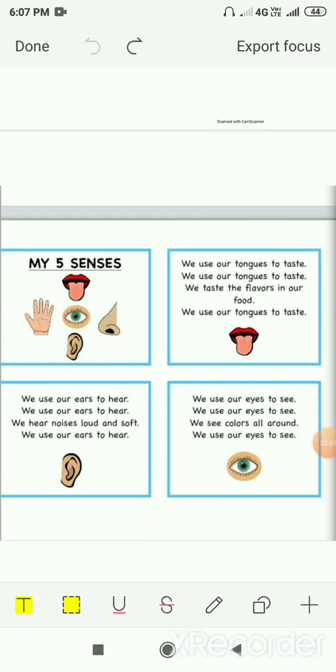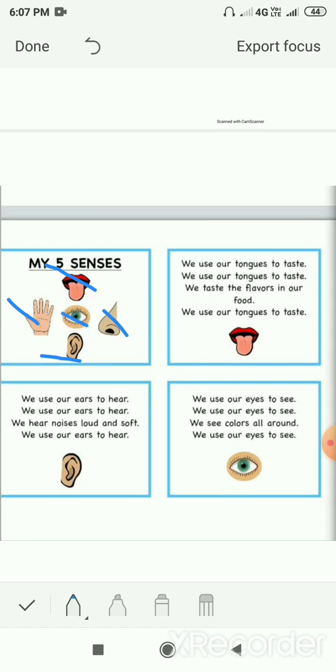Now here your 5 senses are shown. It is tongue, your hand, that means to touch, ears, nose and eyes. For each of these senses, some songs are given here. You can sing this song. So first is for tongue.